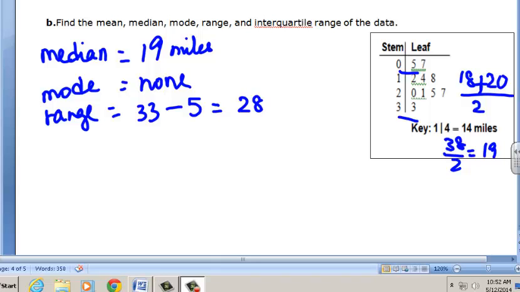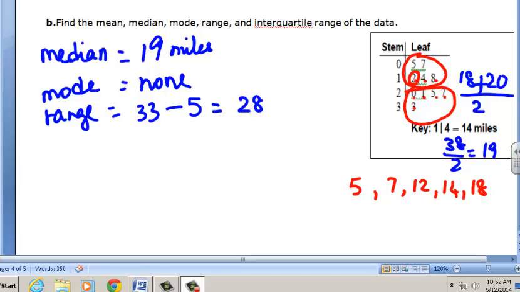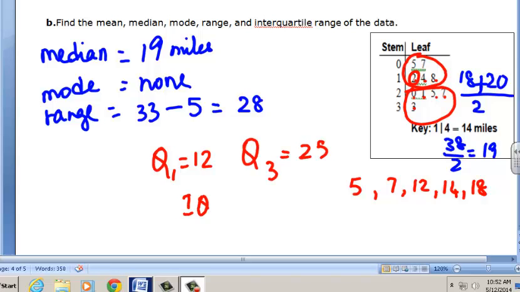Now they are asking us for the mean and interquartile range. Let's take a look at the interquartile range first. You can order these if you want to, but I like to do it this way. There are 10 values: 1, 2, 3, 4, 5, 6, 7, 8, 9, 10. So I'm going to make these into 2 groups. That's my first group, and this is my second group. 12 is the middle of the first one. That's Q1. And then Q3 is 25. So IQR is 13. That's how I would figure that out.